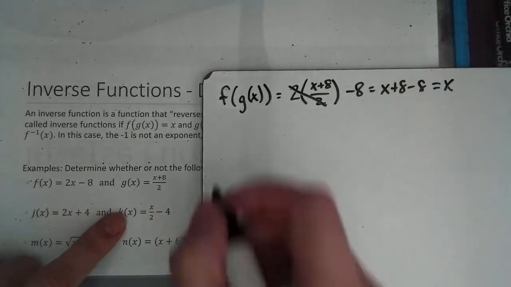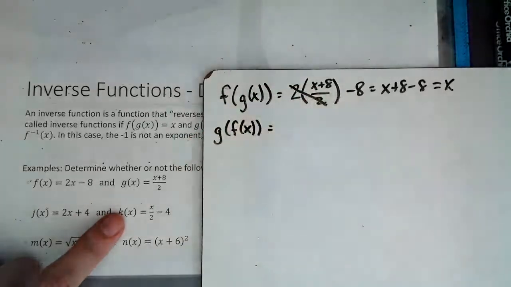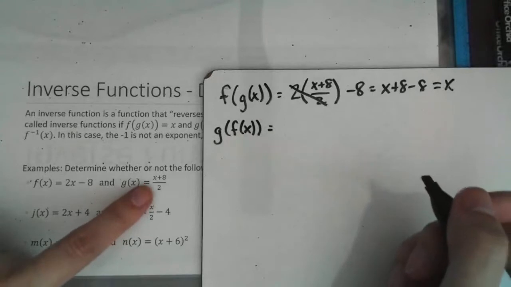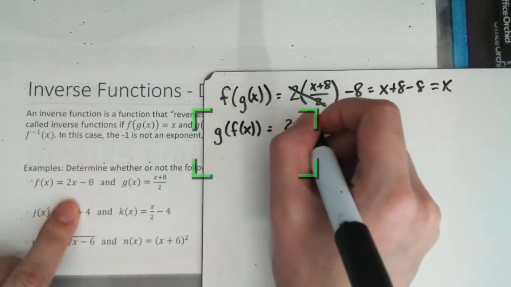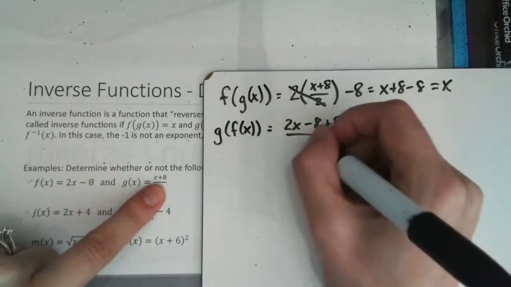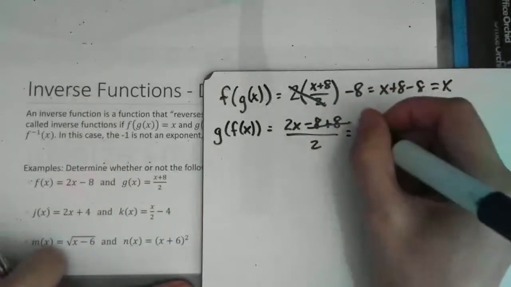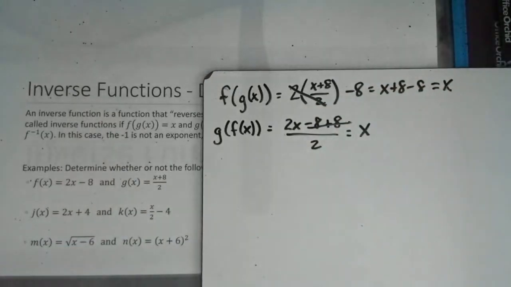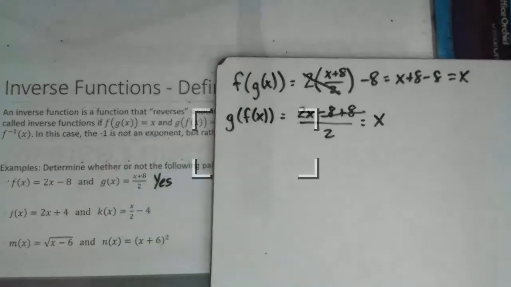We have to check g of f of x as well. So I'm going to take my g of x function, which is x plus 8 over 2. I need to replace the x with what f of x is. We get 2x minus 8, and then it says add 8 and divide by 2. My 8's cancel out, and 2x divided by 2 is just x. So since f of g of x was equal to x and g of f of x was equal to x, this first pair are indeed inverses.